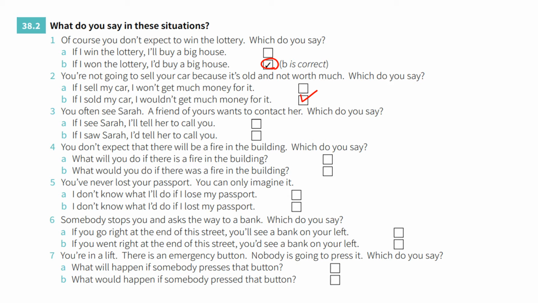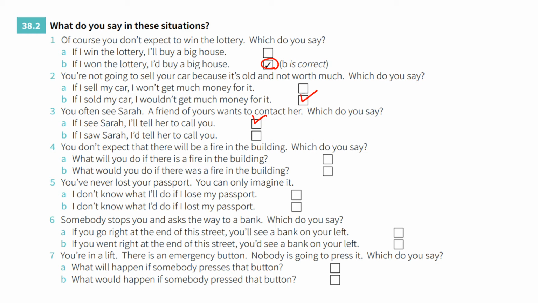Number 3, you often see Sarah. A friend of yours wants to contact her. Which do you say? If I see Sarah, I'll tell her to call you. If I saw Sarah, I'll tell her to call you. So this one, it's not just unrealistic. So A is going to be correct.